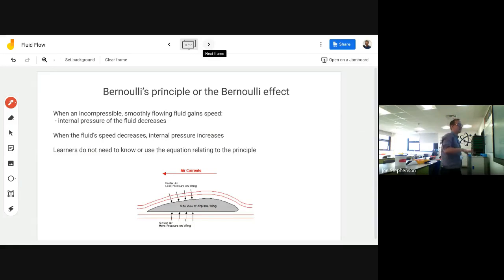Now, this leads us to the last bit. This isn't the complete finish of Unit 5. There's a couple of bits I'm going to do with you guys on Wednesday when you're in, just to finish the topic. But we're going to quickly finish by talking about something called Bernoulli's principle.